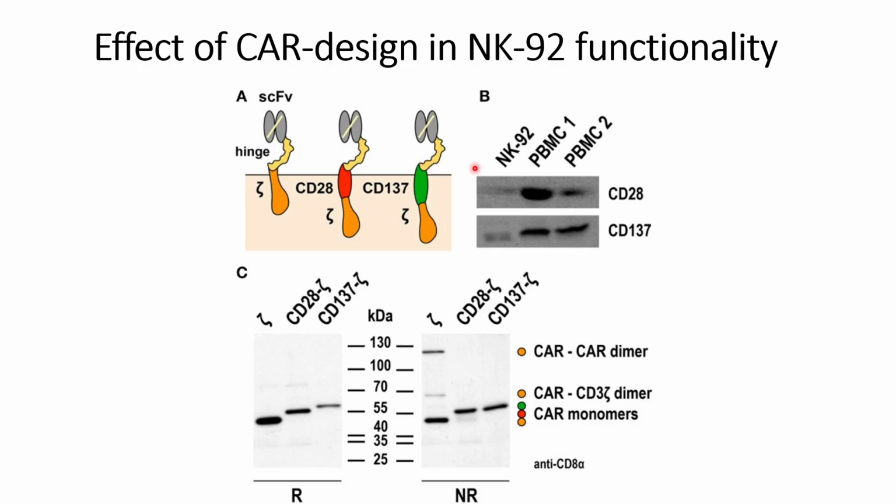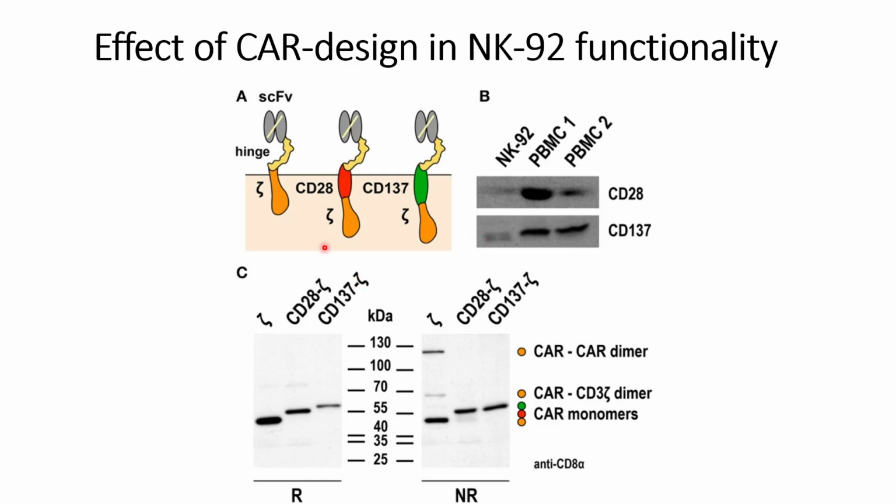First, they checked the endogenous expression level of CD28 and CD137 in the NK-92 cells, and then compared them with PBMCs. PBMCs are a control where these are expressed in high amounts, and we can see that in the NK-92 cells the expression levels of CD28 and CD137 are very low compared to the PBMCs. This confirmed that CD28 and CD137 are endogenously expressed at low levels compared to the PBMCs.